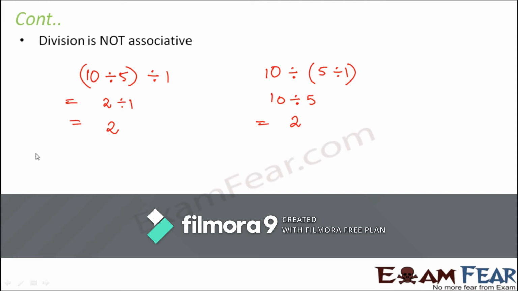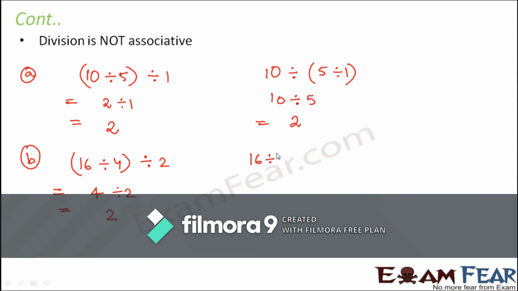Okay, let's give it a thought and let's try it out with some other example. So let us try it out with another example. So let's take this example. 16 divided by 4 divided by 2. So what do you get? 4 divided by 2, which is equal to 2.